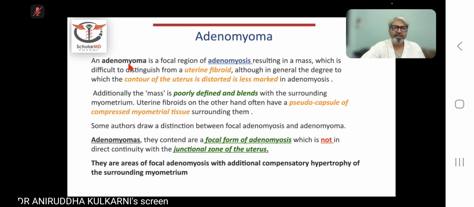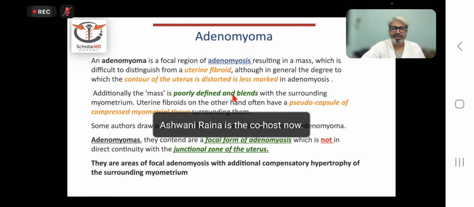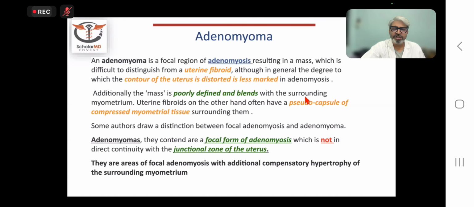An important criterion is adenomyoma, which is a focal region of adenomyosis and needs to be differentiated from a uterine fibroid. In case of a uterine fibroid, the contour of the uterus is typically distorted, taking into consideration the myometrial or serosal outline, or the type 4, 5, 6 FIGO variants of uterine fibroids. Additionally, the mass or so-called adenomyoma is poorly defined and blends. We need to understand that there is a surrounding myometrium forming a pseudo capsule of compressed myometrium in case of uterine fibroids. So in uterine fibroids, you have a circumferential kind of vascularity, number one, because of the pseudo capsule created by compressed myometrial tissue.